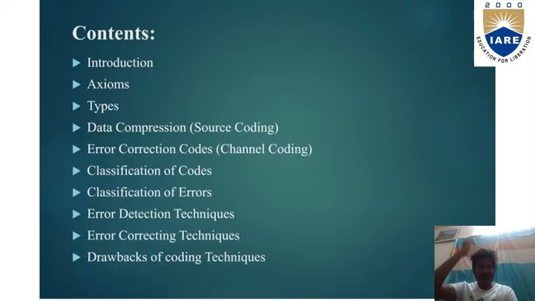Firstly, it is an introduction about error control coding and axioms, which are the properties, and types, and data compression and error correction codes, classification of errors, error detection techniques, error correcting techniques, and drawbacks of coding techniques.